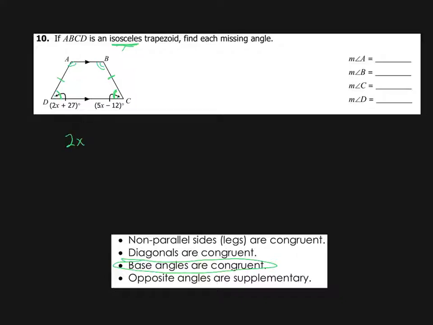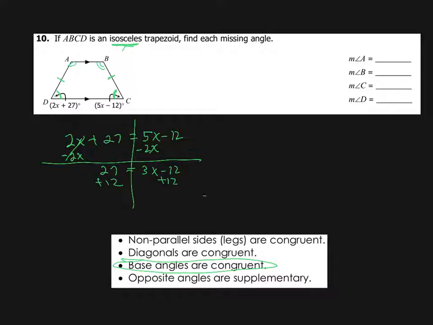So 2x plus 27 equals 5x minus 12. Okay, which side should we move x to? I think I'm going to subtract 2x because 5 minus 2 is positive as opposed to 2 minus 5. 27 equals 3x minus 12. Add 12, add 12. We're going to get 39 equals 3x, divided by 3, divided by 3, x equals 13. Great. Now, what do I notice? I notice I need all four angles. All I have is x.